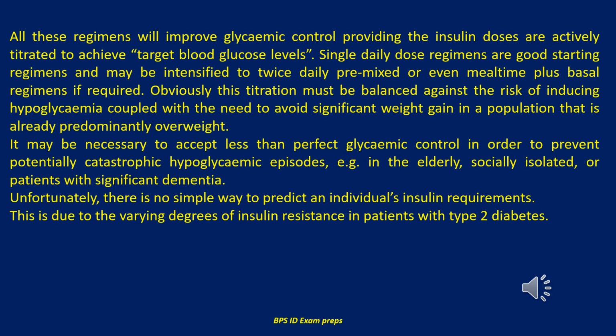It may be necessary to accept less than perfect glycemic control in order to prevent potentially catastrophic hypoglycemic episodes, e.g. in the elderly, socially isolated, or patients with significant dementia. Unfortunately, there is no simple way to predict an individual's insulin requirements. This is due to the varying degrees of insulin resistance in patients with type 2 diabetes.